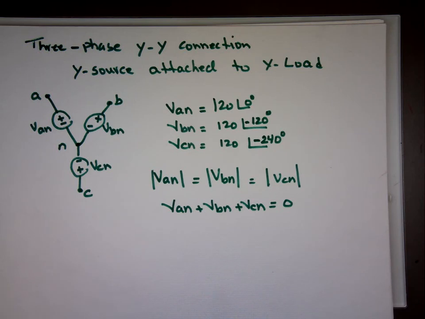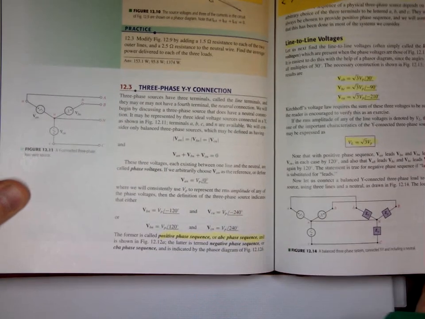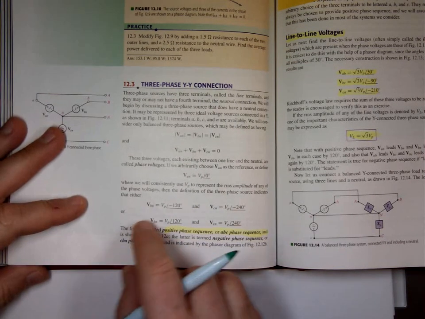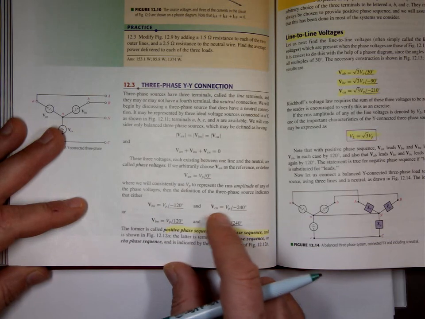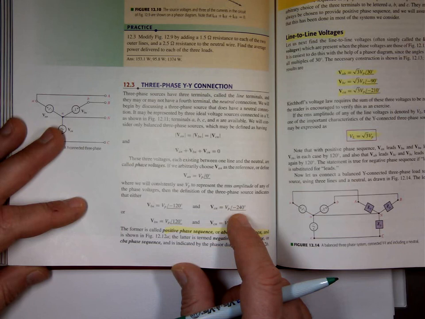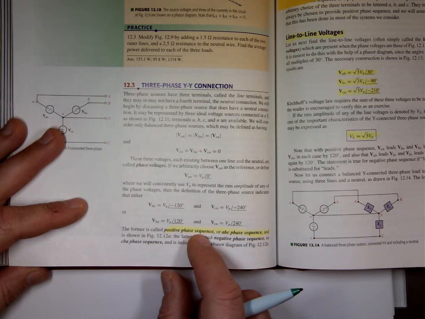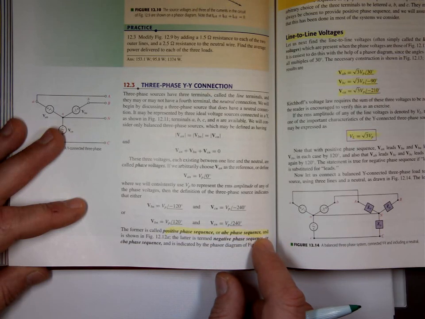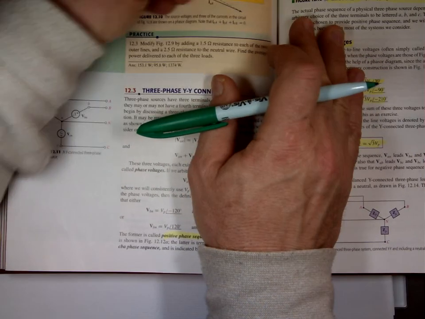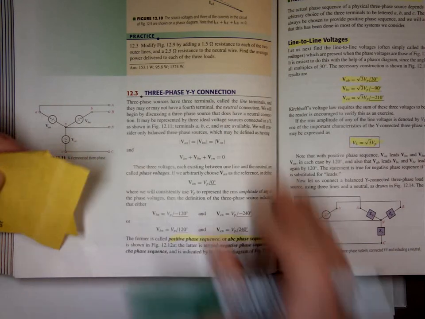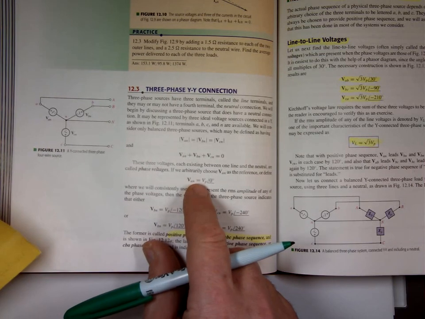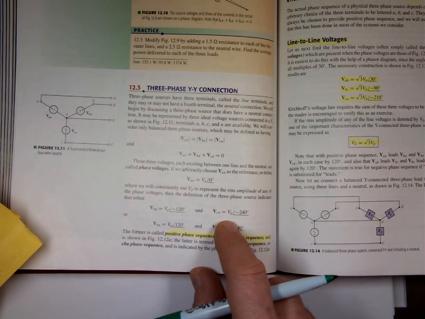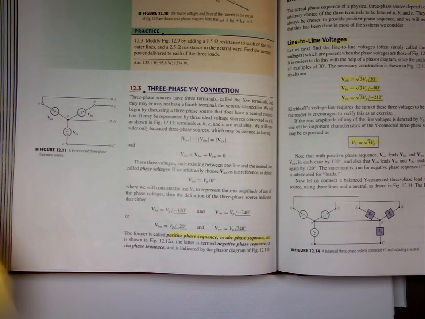Now, some terminology you might see: a positive phase sequence. Notice VAN equals some peak value with angle 0, then VBN is minus 120, and VCN is minus 240. This is known as positive phase sequence, or ABC phase sequence. You'll hear that every once in a while, and the problem would say we have a positive phase sequence source, or an ABC phase sequence source. That means VAN equals VP angle 0, VBN is VP minus 120, and VCN is VP minus 240.